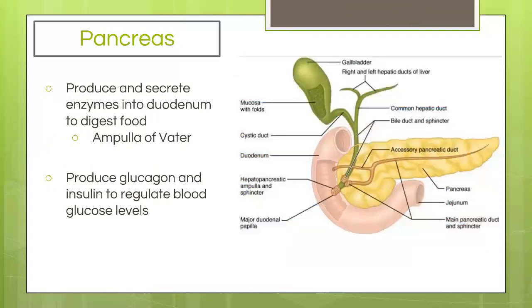Okay, next up we have our pancreas. This is the 3rd and final accessory organ that works to secrete enzymes into the duodenum. So it will again use the ducts to secrete the enzymes into the ampulla of Vater, into the duodenum. That's part of the GI system. It also produces glucagon and insulin to regulate your blood glucose levels. Glucose is another way of saying sugar.